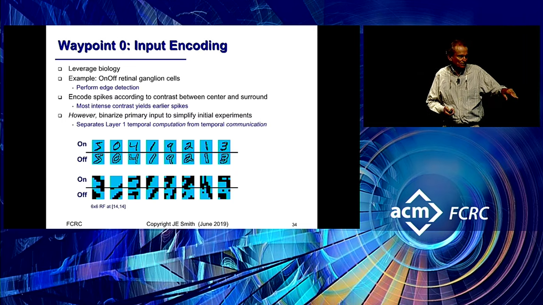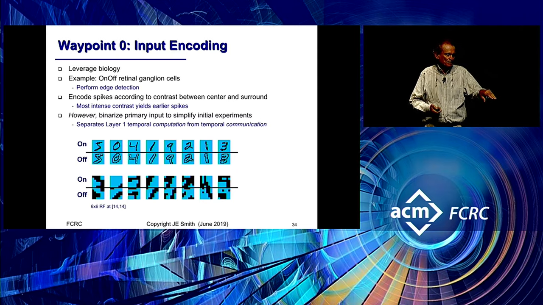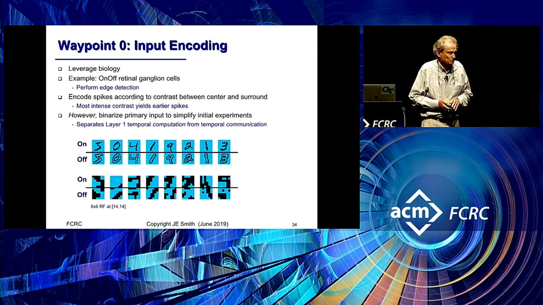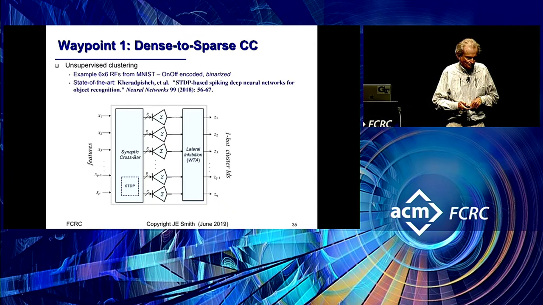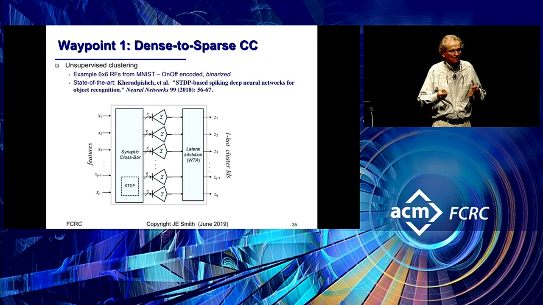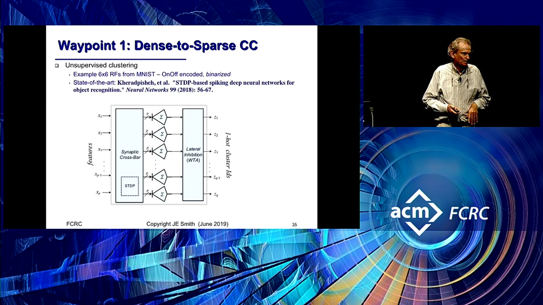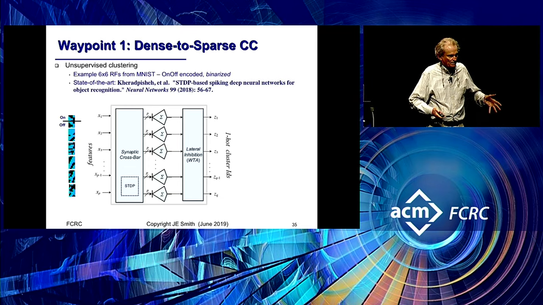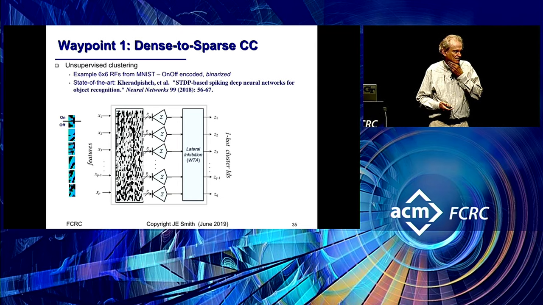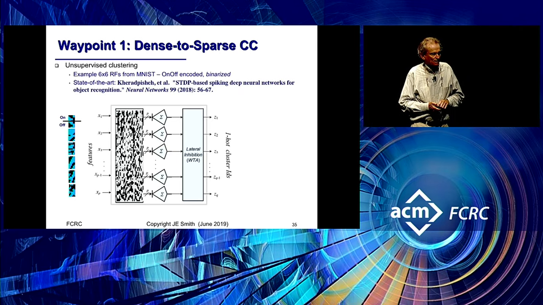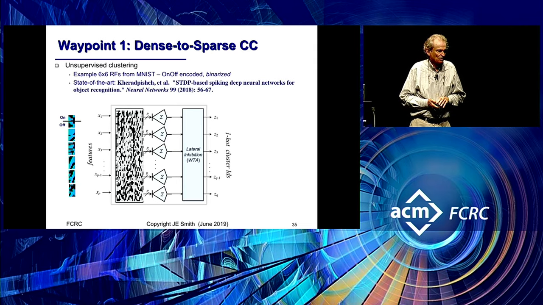Okay, so at the top there are the full images. At the bottom there are 6x6 receptive fields, which I think machine learning people call patches, taken from the center. So waypoint one is this dense to sparse computational column, unsupervised clustering. Again, it's that 6x6. Here are some arbitrary inputs to go in. And after the thing has been running for a while and it's done a little bit of learning, here is the synaptic weight matrix. Black is the maximum weight, white is zero.